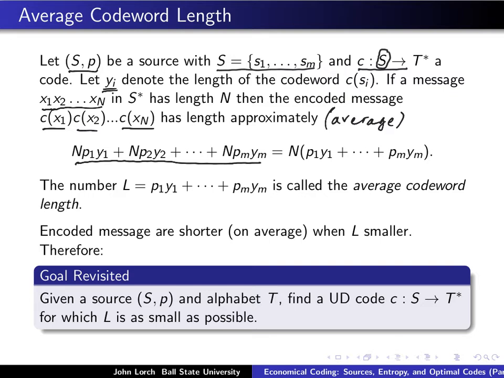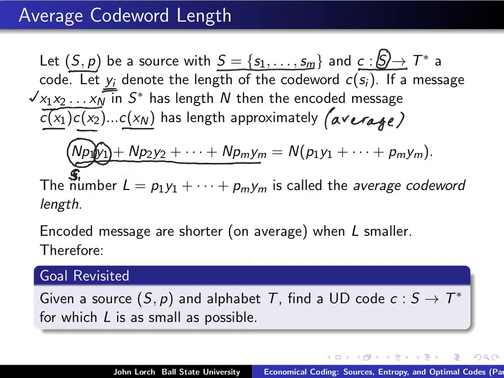So why should that be the case? Let's look at the very first term of this sum. This object, N times p1, is the average or expected number of times that the letter s sub 1 appears in our message of length capital N. And then when we multiply by y1, the length of the code word associated to s1, that gives us the total length of the coded message that is due to the code word C of s1.